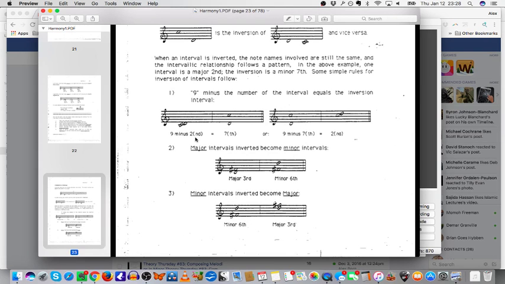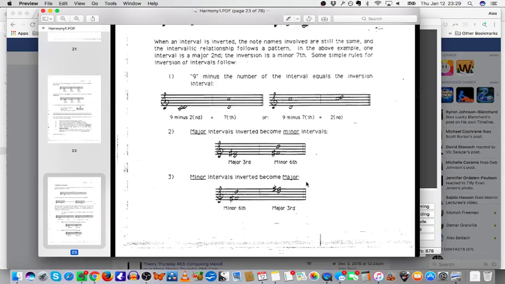When an interval is inverted, the note names involved are still the same, and the intervallic relationship follows a pattern. Okay, in the above example, one interval is a major second, the inversion is a minor seventh. Some simple rules for inversion of intervals follow. Basically, take the number 9 and subtract the interval, and you get the number of the inversion. For example, 9 minus 2, like a second, equals a seventh. So that's your inversion. Or 9 minus a seventh equals a second. Okay, really simple, easy way.